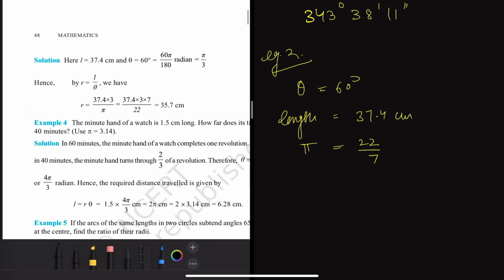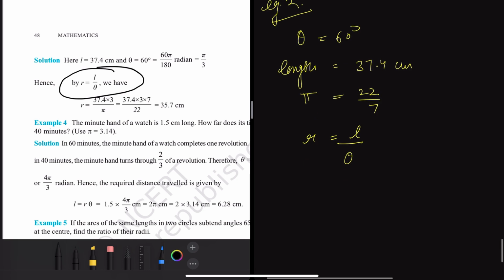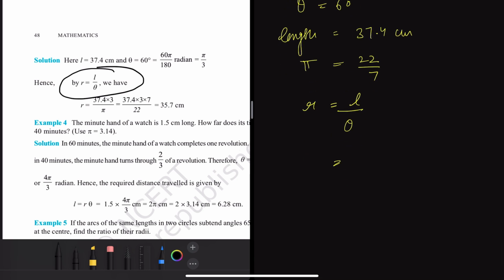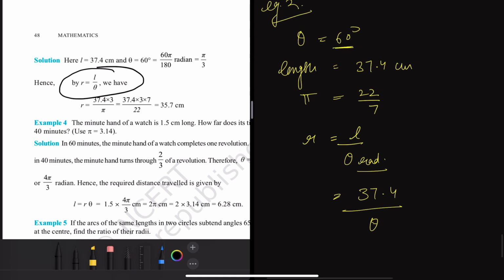Okay, so this is the formula we are going to use, which we read in the last video: the radius of a circle is the length of the arc upon the angle subtended by it, right? The length of the arc is 37.4, the angle subtended is theta, but in the formula this angle is in radians. So we have to convert 60 degrees into radians first.